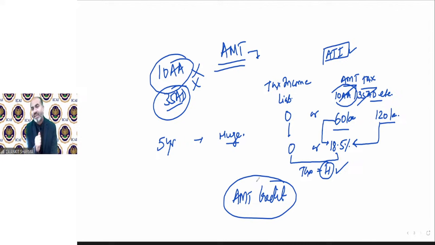The department says, relax, we have a concept of AMT credit also for you. And what is AMT credit? Let's discuss what AMT credit is. The department says we will find your tax liability like this: normal tax and AMT tax, whichever is higher, you need to pay tax.